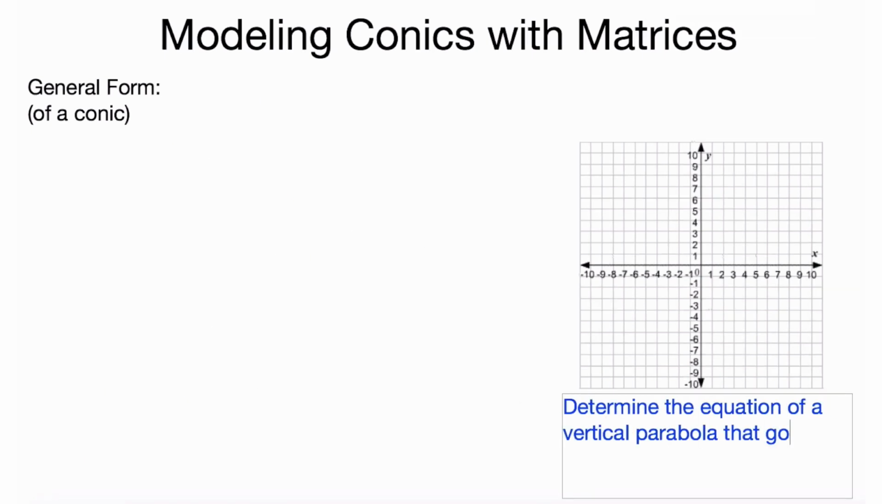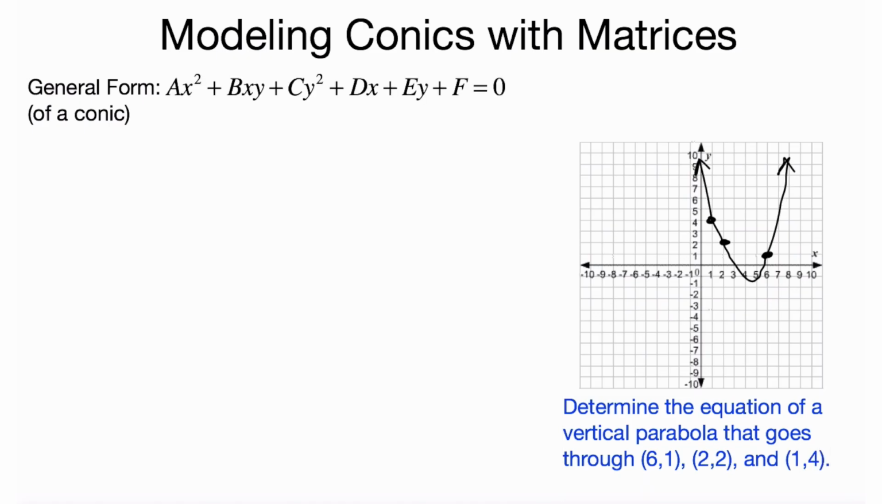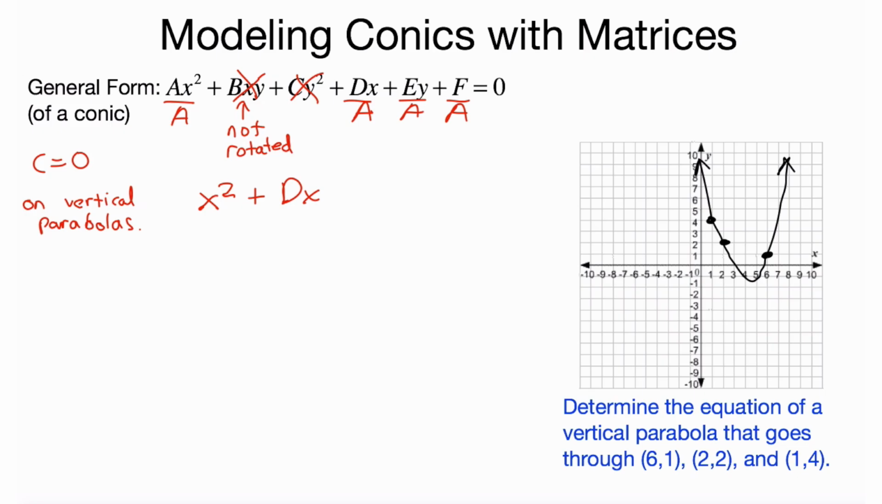Now we want to see how to model a vertical parabola through the same 3 points. For a vertical parabola, once again the bxy term is not used. The C value is 0. If I divide through by A, I will reduce my unknown coefficients from 4 to 3. I would repeat the process that I did on the circle example of substituting each coordinate pair into the general form, creating 3 unique equations which can be modeled by matrices.